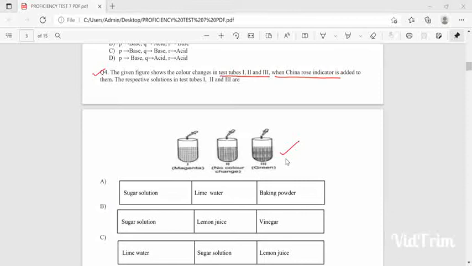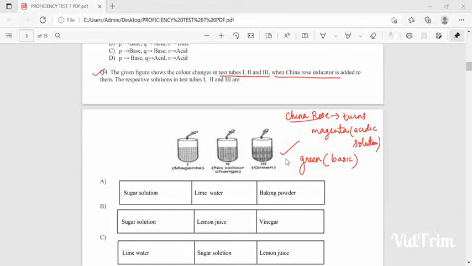China rose indicator turns magenta, dark pink in acidic solution. I repeat, China rose indicator turns magenta or dark pink in acidic solution and turns green in basic solution.